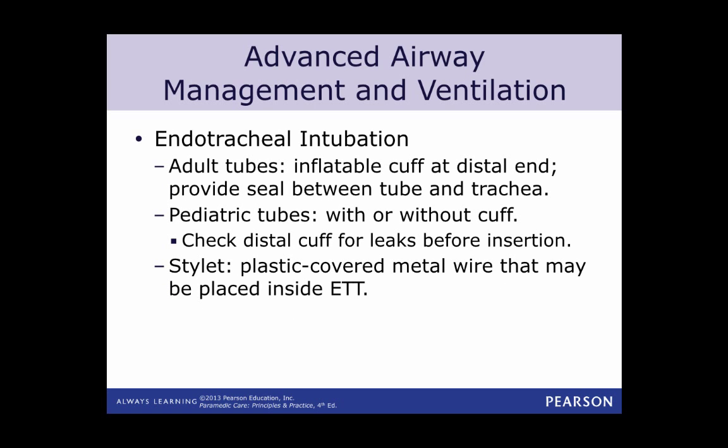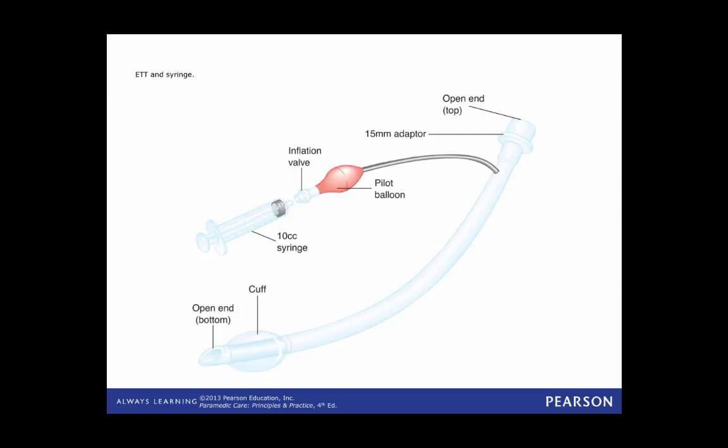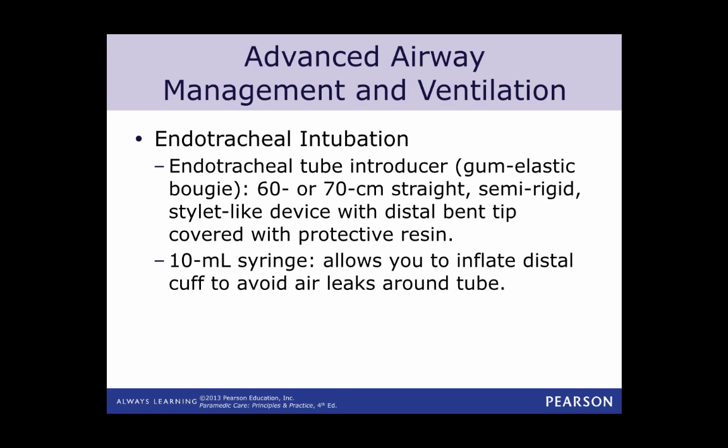So the adult tubes have cuffs at the distal end, pediatric tubes, some do, some don't. There's a lot of stuff coming out about maybe just using cuffed tubes with kids. And then plastic, the stylets. I think most folks are using either stylets or bougies at this point. So here's just a picture of an ET tube. You've probably seen these a hundred zillion trillion times. So just another reminder, endotracheal intubation, continuing on.